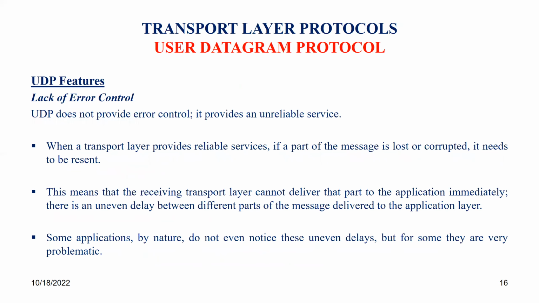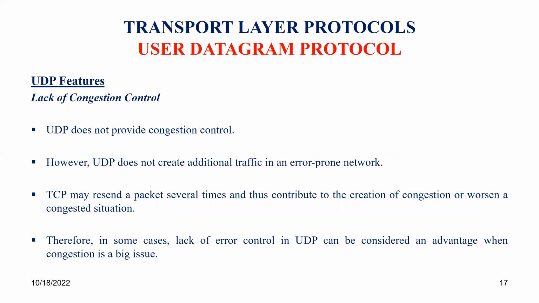The second is the lack of error control. We cannot provide error control since it is an unreliable service. But it does provide some guarantee through the checksum methodology. And the lack of congestion control: as it does not provide any congestion control, it does not create additional traffic in an error-prone network. TCP may resend a packet, but UDP cannot resend a packet.